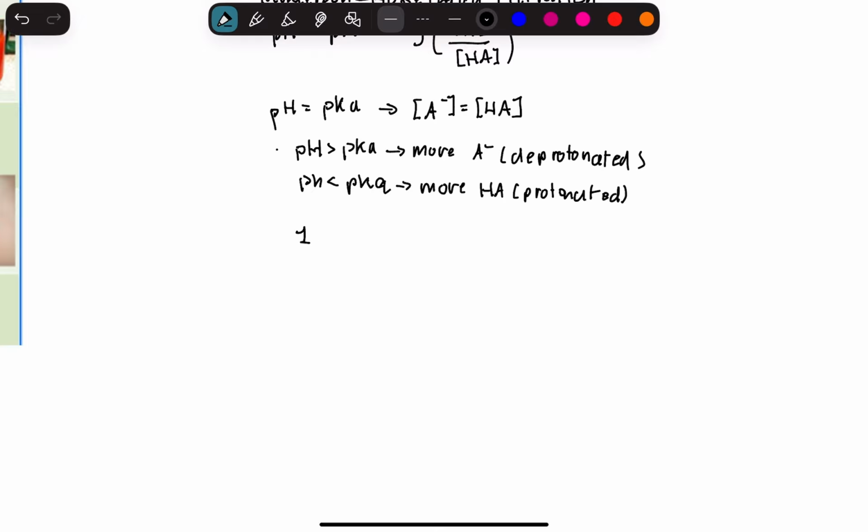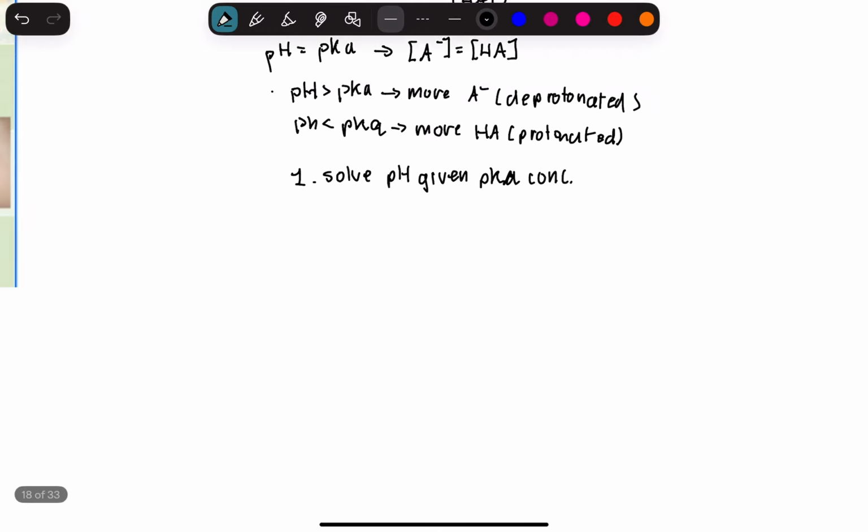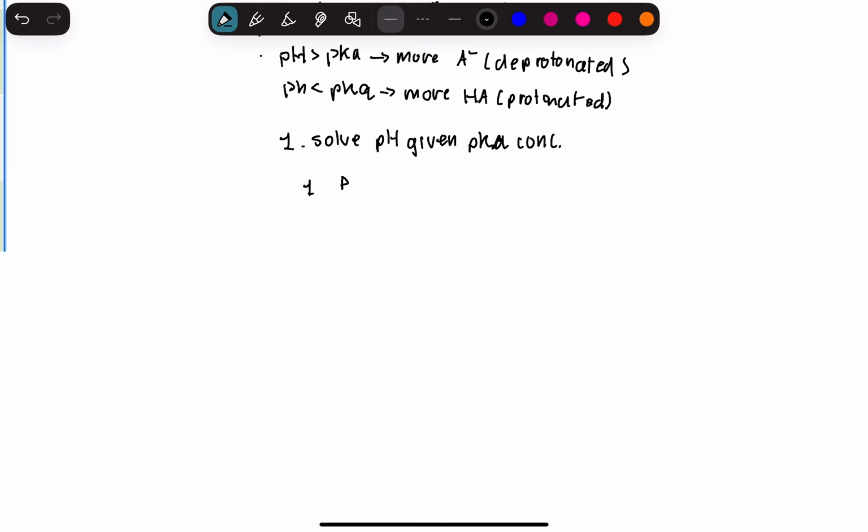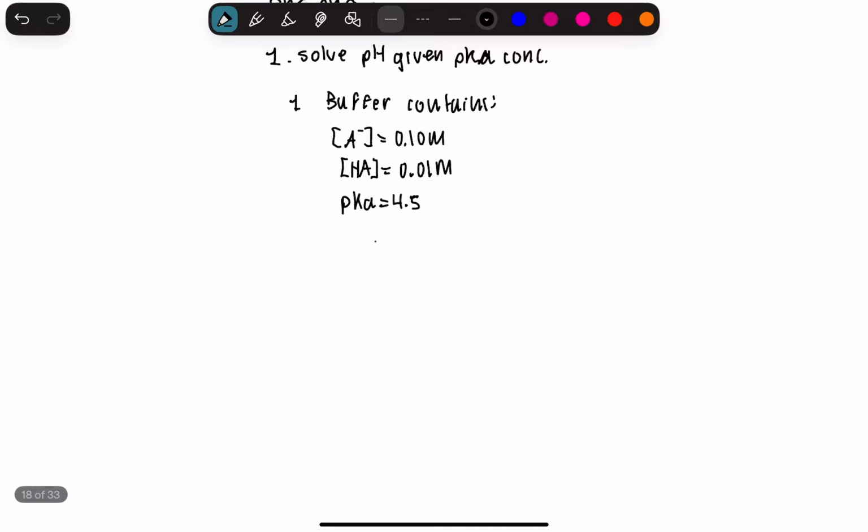So our first type of problem is where we have to solve for the pH, given your pKa and concentrations. Let's say that you have a buffer that contains A minus equal to 0.10 moles, HA equal to 0.01 moles, and the pKa is equal to 4.5, and you want to find the pH. Okay, so how do you find the pH?